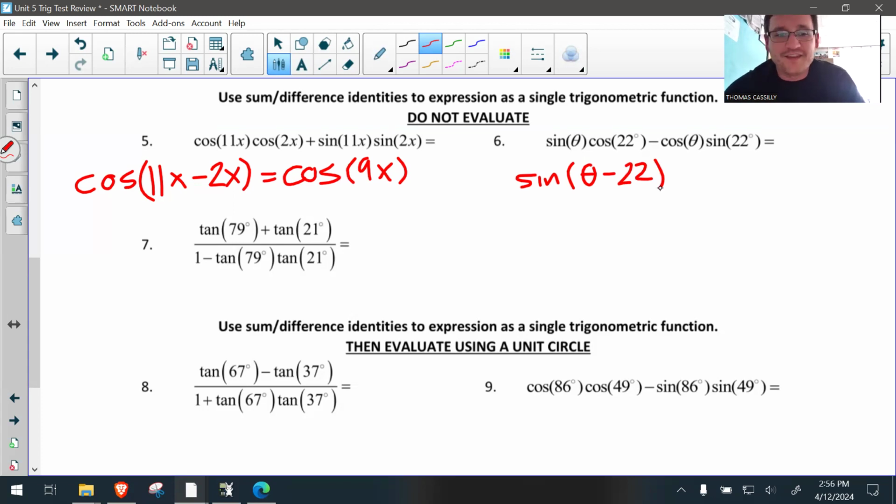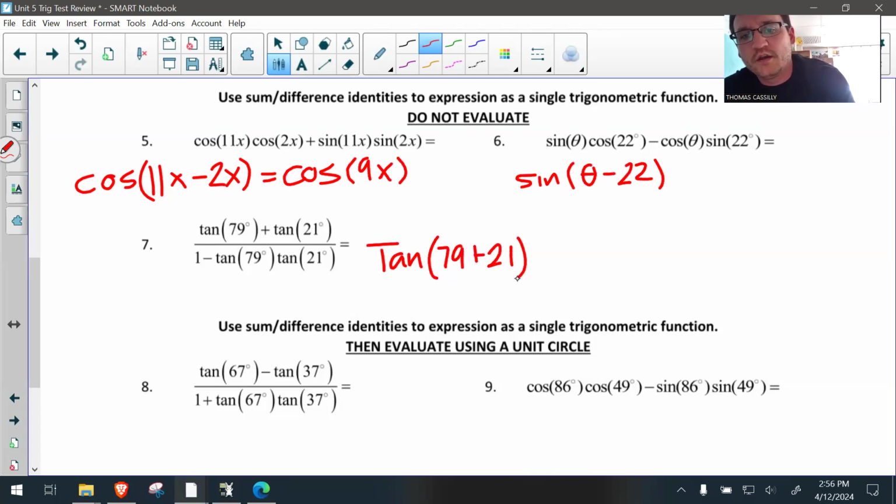This next one, the one nice thing about the tangent one is it's easy to identify because it only has your tangents in here. So this one is just 79 plus 21. And again, those are just numbers, so those are just like terms. So this is the tangent of 100. They're telling us do not evaluate, right? These are not nice numbers on the unit circle. So they're saying just ignore that for now, just expand them out. But there we have it.